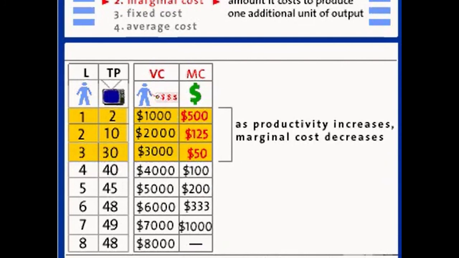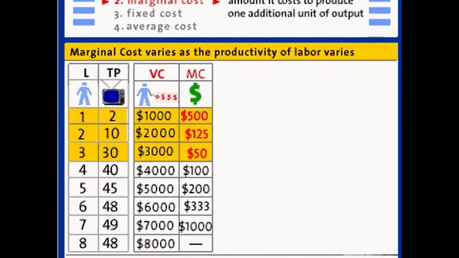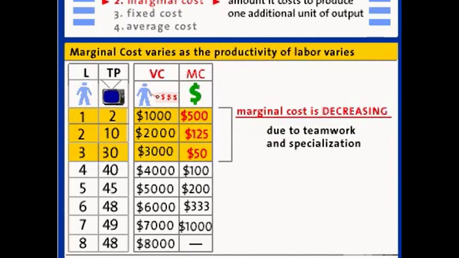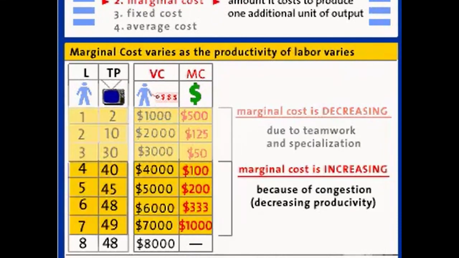Marginal cost varies as the productivity of labor varies. And as we've seen before, the productivity of labor changes as you add more and more workers. At first, you have teamwork and specialization. Over that range, the marginal cost of production is falling because workers are getting more productive. After a while, you get congestion of your fixed inputs, and the marginal product of labor begins to fall. When that happens, the marginal cost of producing extra televisions begins to rise. When productivity is increasing, marginal cost is decreasing. When productivity is shrinking, marginal cost is increasing. Once again, we have the inverse relationship.